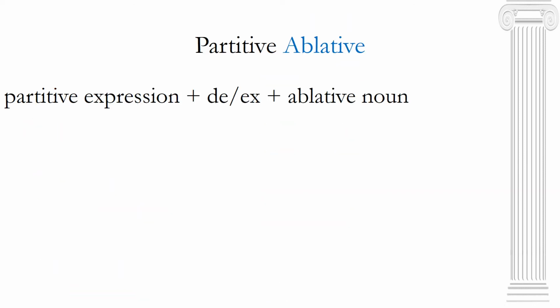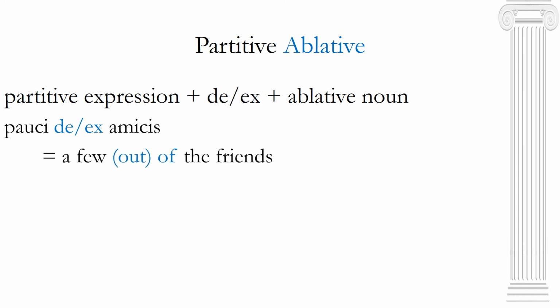We can also use the ablative with these partitive expressions, and the formula is a partitive expression plus de or ex and an ablative noun. So you might see pauci de amicis or pauci ex amicis. Pauci means a few. What we're saying here is a few out of the friends or a few of the friends. Okay, so it's basically a way of saying the same thing. We're talking about part of the whole. 2 out of 5, 3 out of my friends, none of the water, all of my cousins.